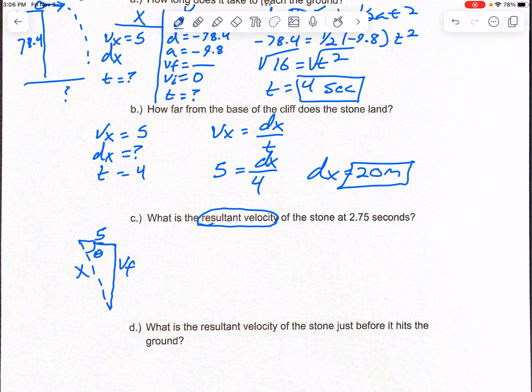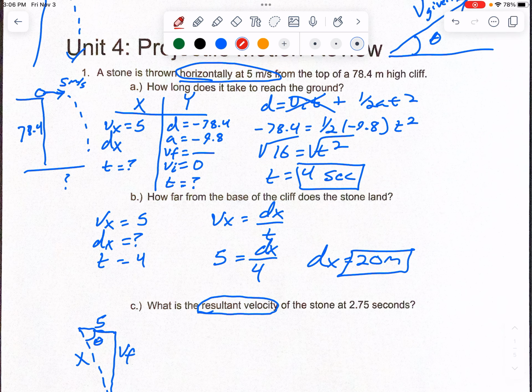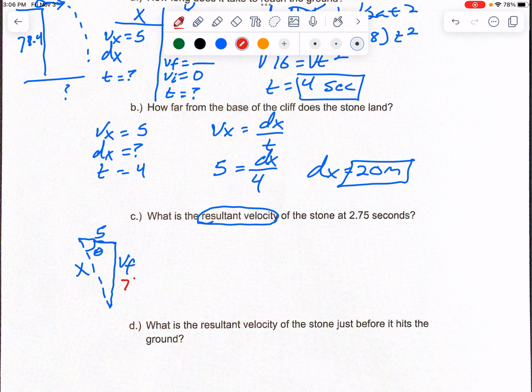Now, the number 1 mistake I'm seeing, I'm going to mark it in red, is students see this height right here, and they try to plug in this 78.4 right here. If I'm talking about velocity right here, that is not a velocity. That's a height. That's meters. So you cannot mix 5 meters per second and 78.4 meters because they're not the same thing. So be careful with that.